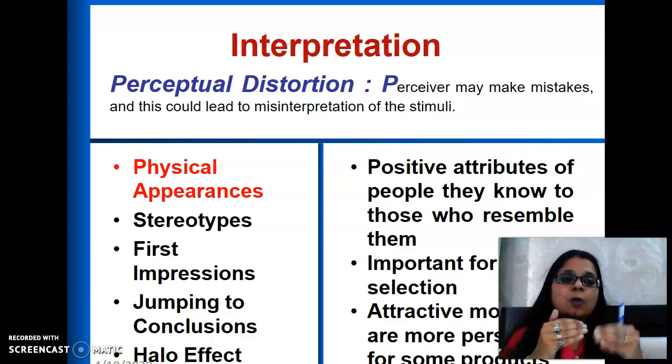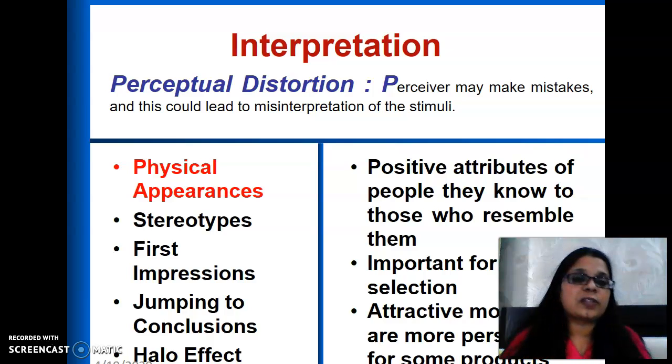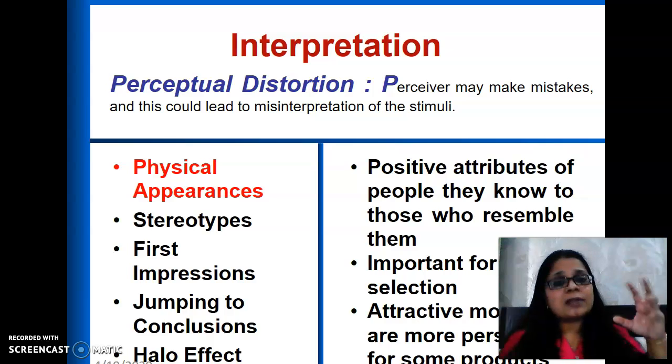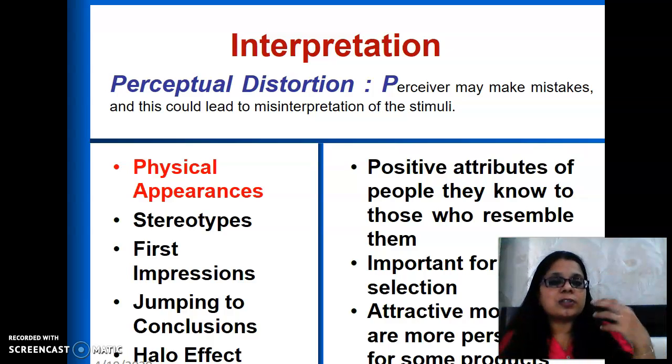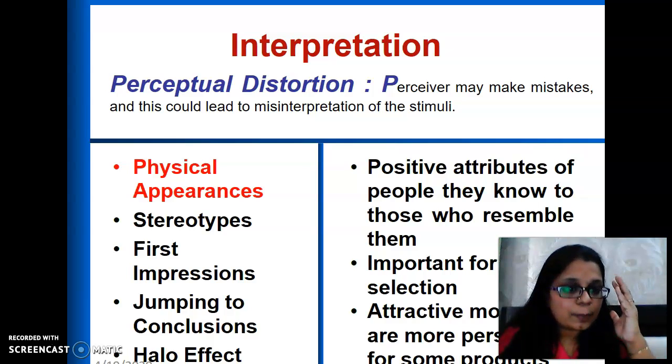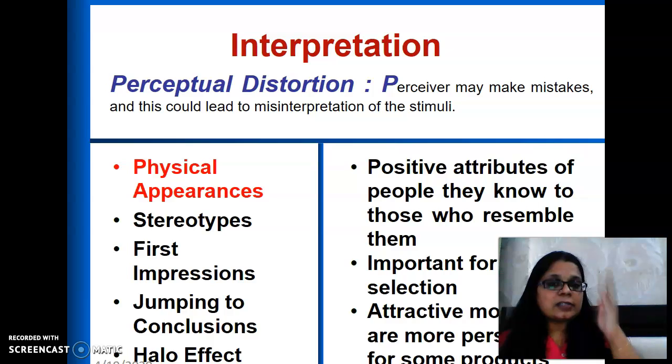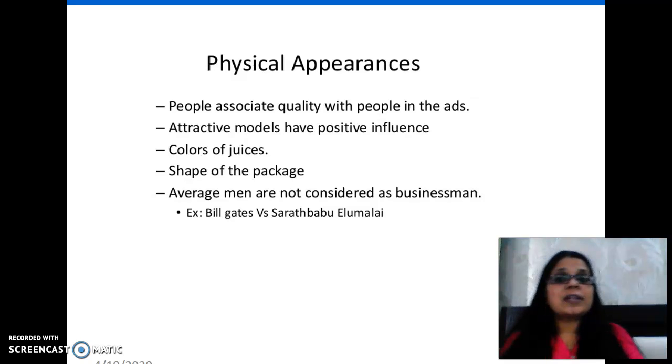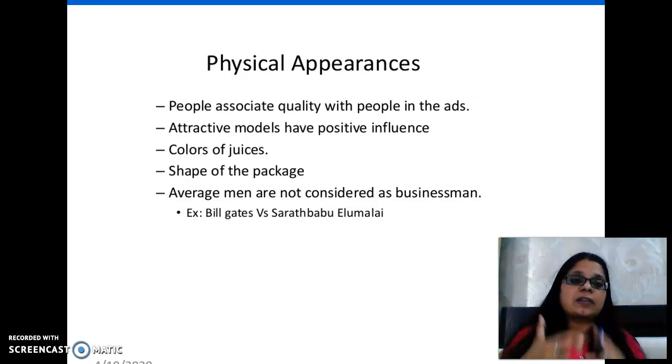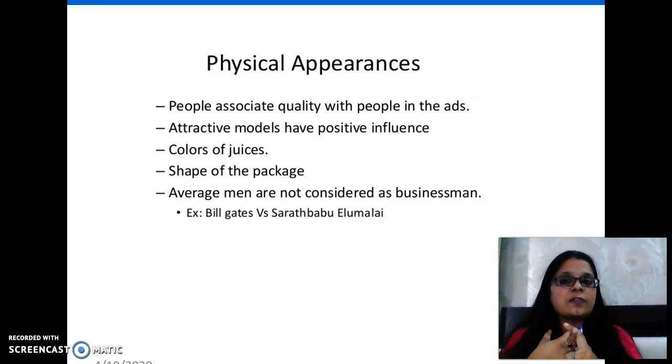So that is how the importance of models and celebrity endorsement comes into the picture in advertisements. Marketers use a lot of attractive models to persuade the consumer, because they know that in the process of interpretation, the consumer's entire understanding of the specific stimuli can be distorted with the help of physical appearance. Physical appearance is generally associated with the quality of the people in the advertisement. Attractive models can have a positive influence.